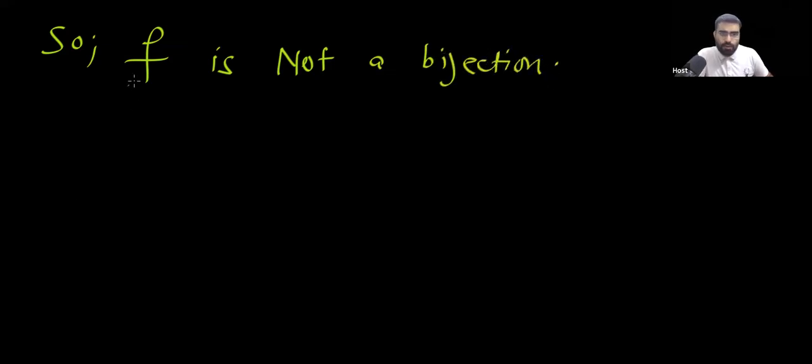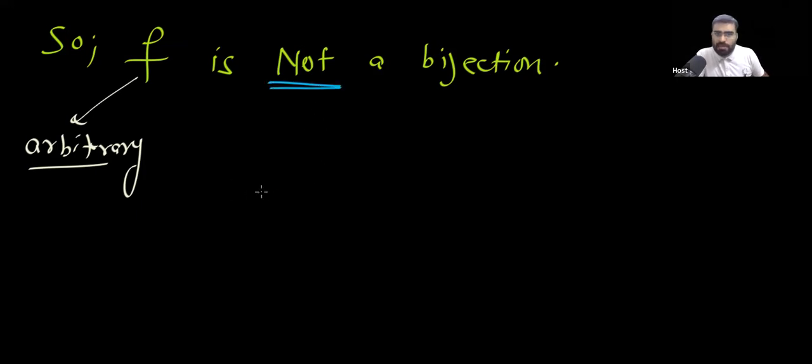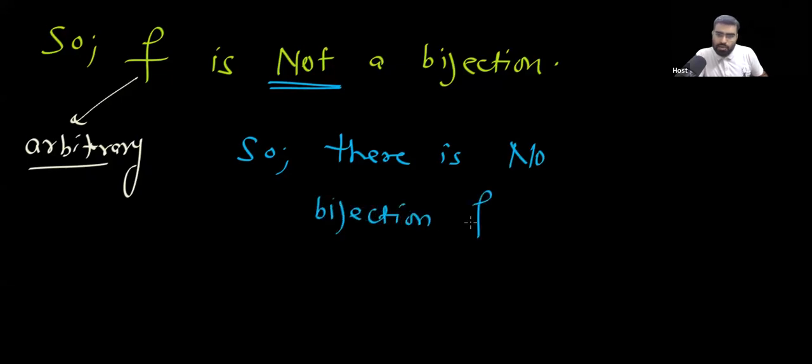And remember, this F was arbitrary, this was random, right? So this will work for whatever supposed bijection you take. Whatever F you take, that will never be a bijection. So I can say there is no bijection from S to PS.